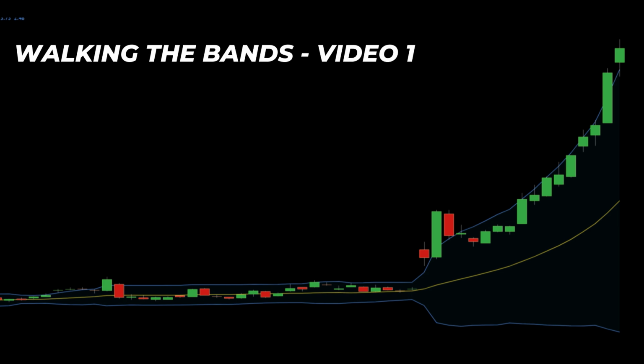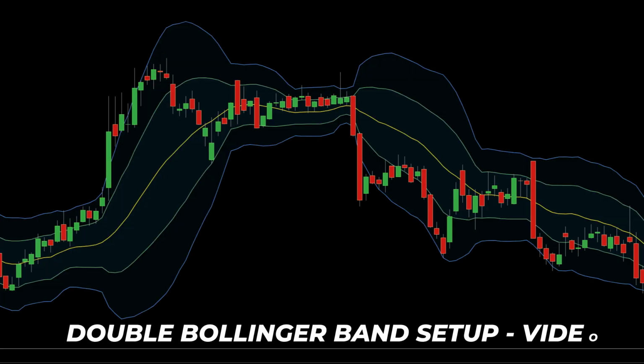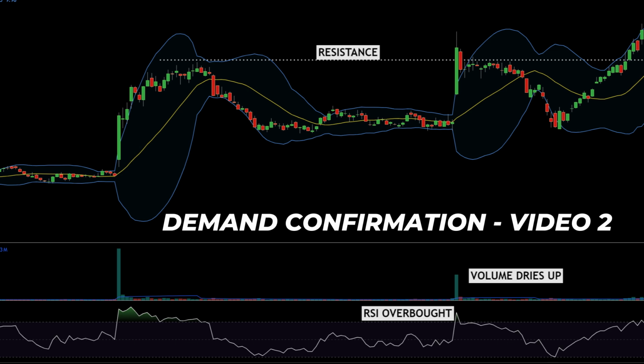Third, recognize when price is walking the band and see it for what it is. It's a sign of incredible trend strength. Fourth, try the double Bollinger Band setup to create a clear trend zone and chop zone on your chart. Always demand confirmation. Look for divergence. Make sure your trades line up with some support or resistance levels.